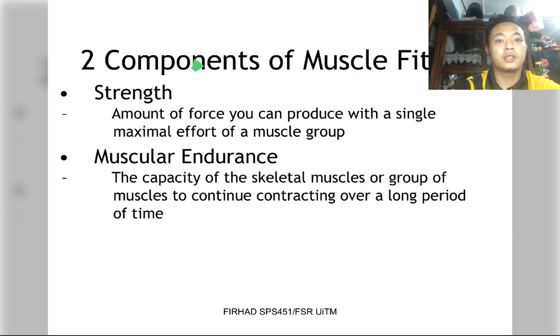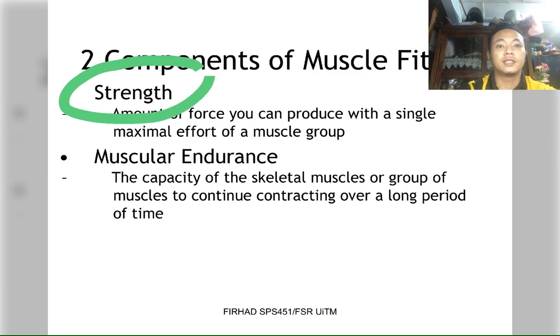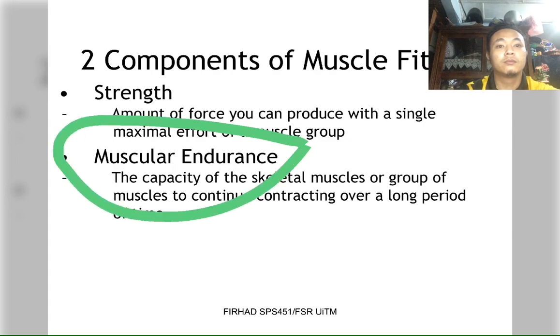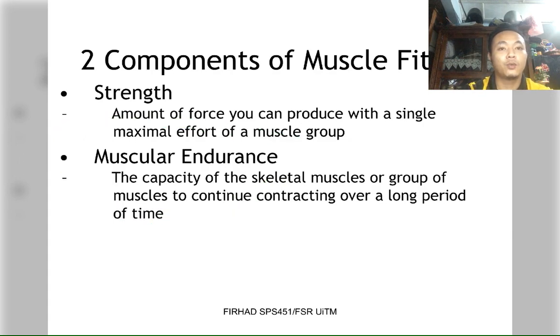When we talk about strength, an example is 1RM, and when we talk about muscular endurance, an example is 1 minute push-up, 1 minute sit-up. That is endurance. And 1RM is muscular strength.